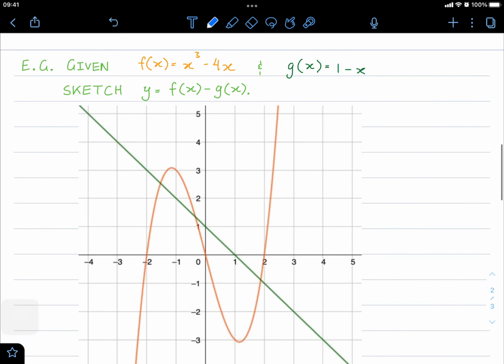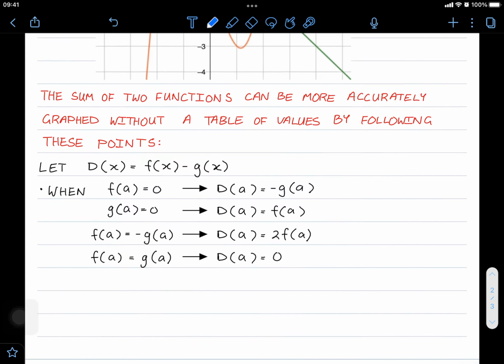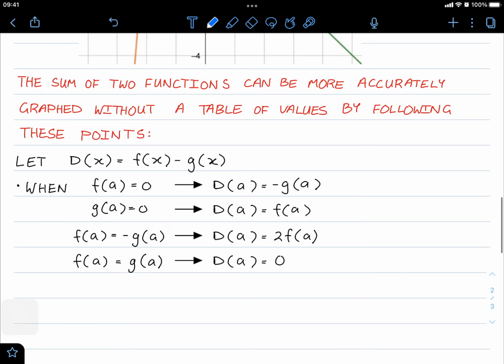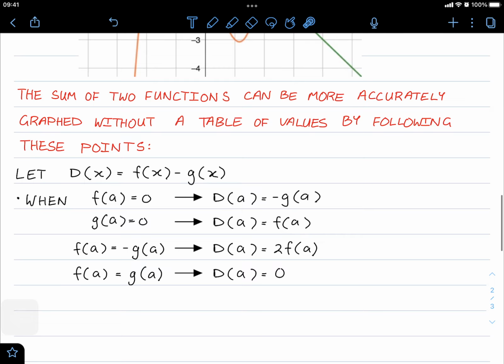But now we're going to look at doing the same procedure, just looking at the graph, in order to sketch the difference of the functions. As we saw previously, there were some rules or guidelines we could use to help us sketch the difference of two functions. So let d of x equal the difference of two functions, so f of x minus g of x.